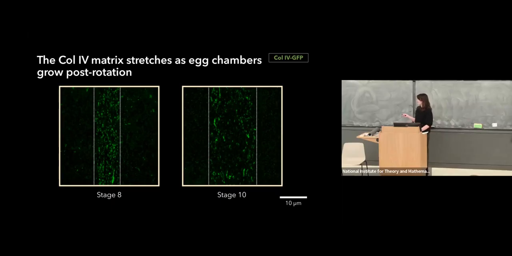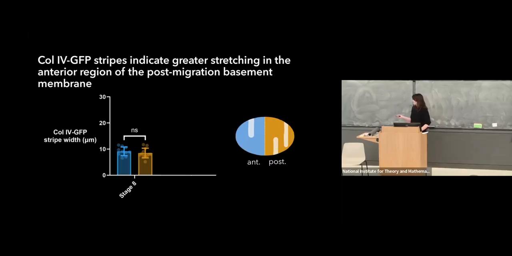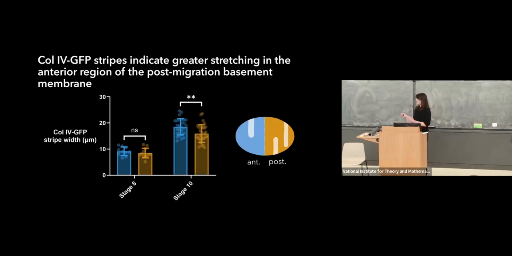And I mentioned earlier being interested in whether there might be a difference between how much different parts of the matrix might stretch. So I quantified the width of these stripes, first at migration stages. We see that they start off about the same width in both the anterior and the posterior. But when we look at post-migration stages, as I predicted, the stripes in the anterior region, so again, that softer basement membrane, are wider, indicating more stretching on a developmental timescale.